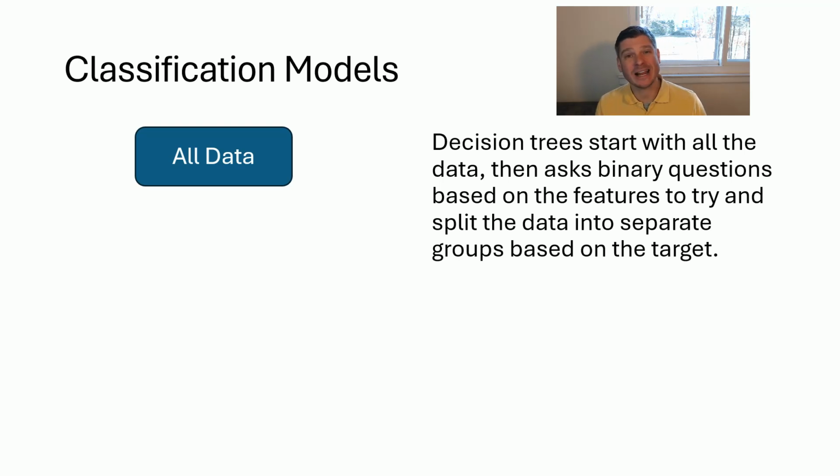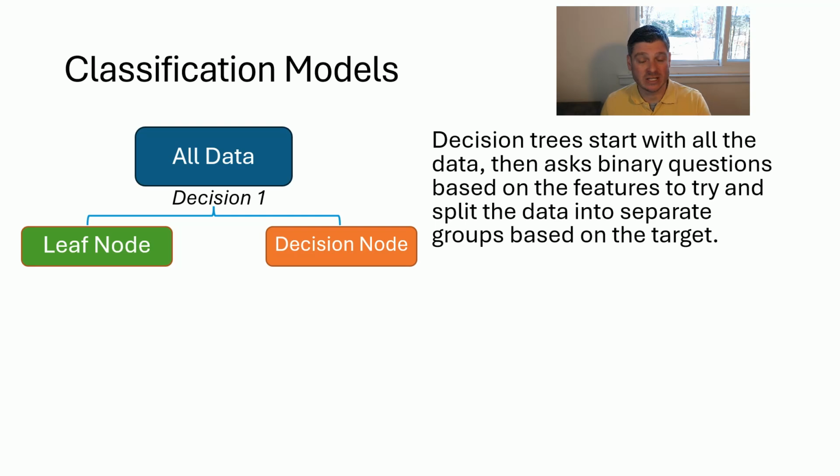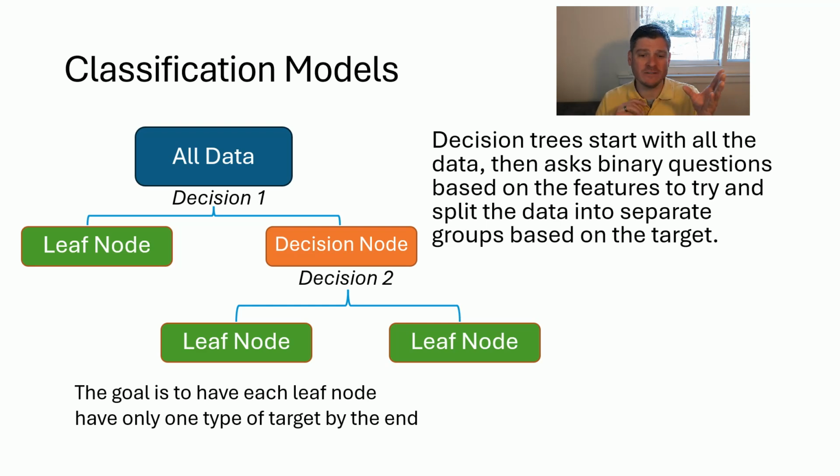What happens is we're going to ask binary questions, and we're trying to split the data into separate groups, hopefully based upon the target. So we'll make decision 1. That splits our data into 2 groups. Hopefully those groups have more of the target in one and less of the target in the other, because we've made that one decision and we can see clearly what the decision is. And then our leaf nodes can turn into decision nodes again, and I can make decision 2 and split my data again. The goal is that by the end, each of our leaf nodes only really has one type of the target, or mostly is only one type of the target.